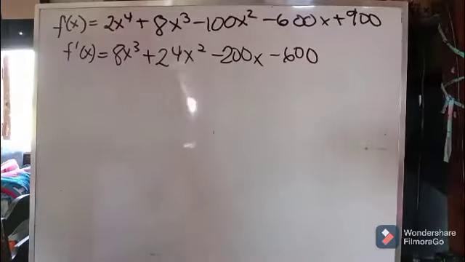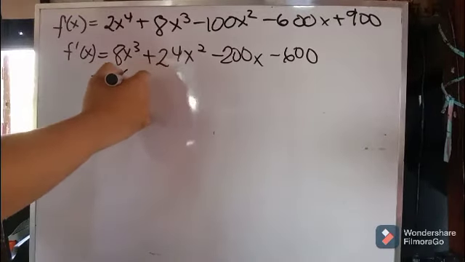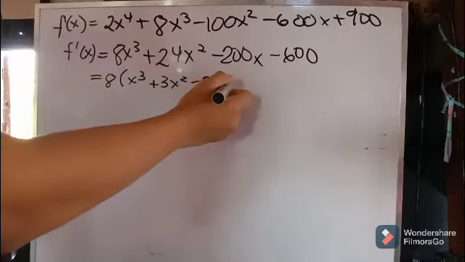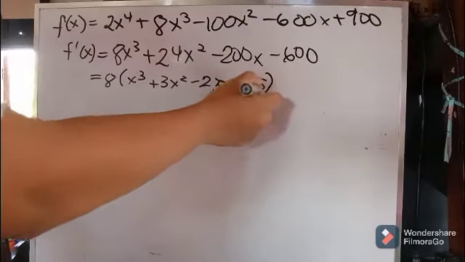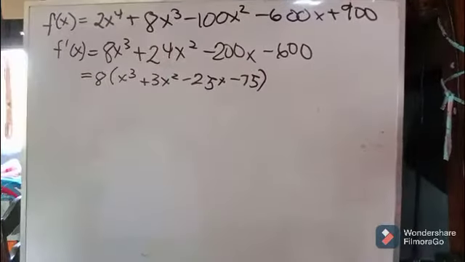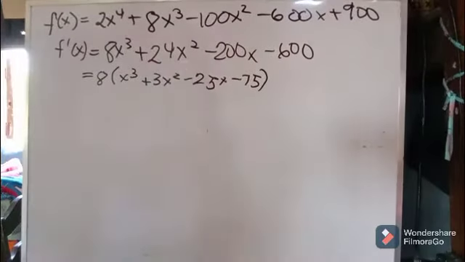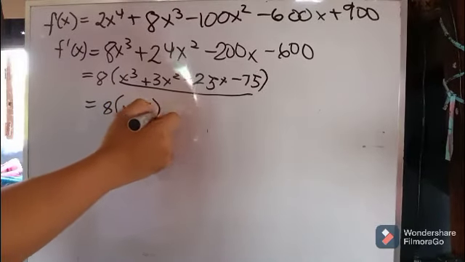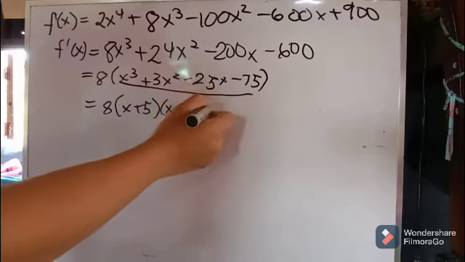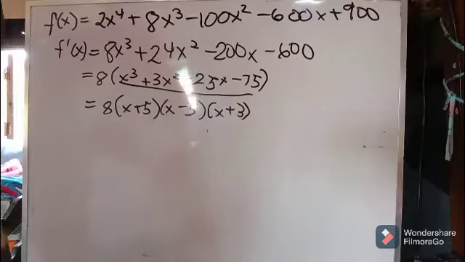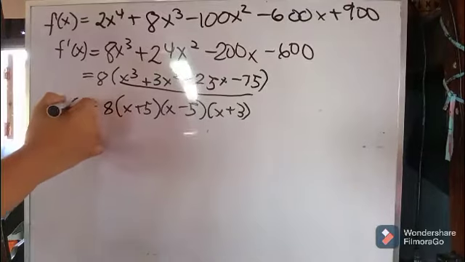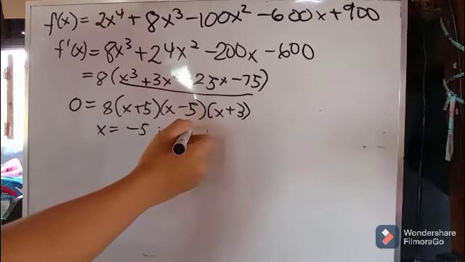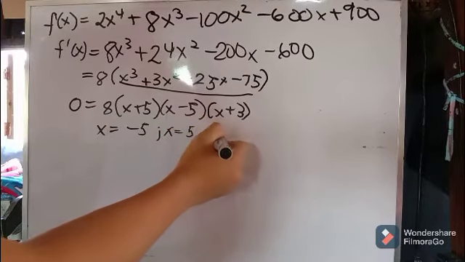and factor out the common term, the 8, so we get x cubed plus 3x squared minus 25x minus 75. Next is to get the factors of this cubic. So the factors are 8 multiplied by x plus 5 multiplied by x minus 5 multiplied by x plus 3. We can get the values of x by equating it to 0. So x equals negative 5, x equals 5, and last, x equals negative 3.